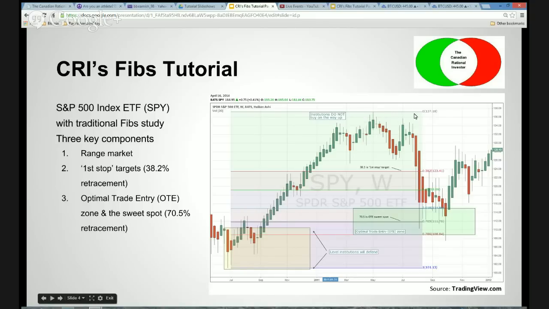The long and short of it is that's how we use the fibs for ranging markets. We believe ultimately this is a bull market, and what we're looking for is a pullback of this range, and where the likely stopping points are. All right, so number 2 here, first stop targets, 38.2 retracements.